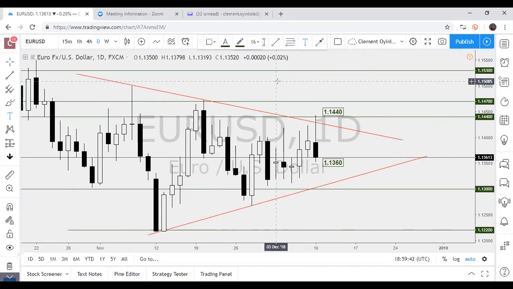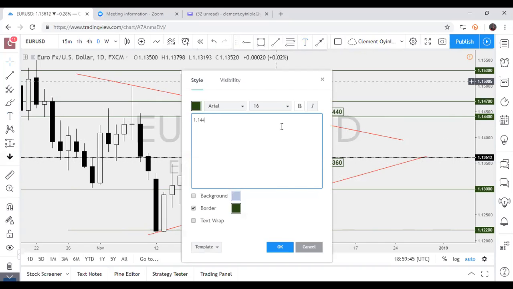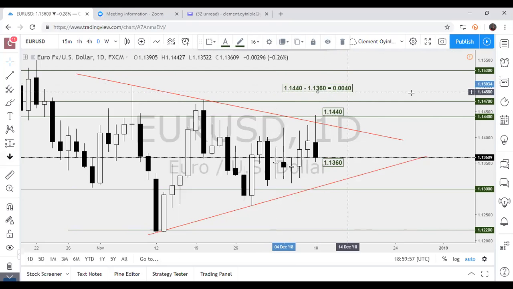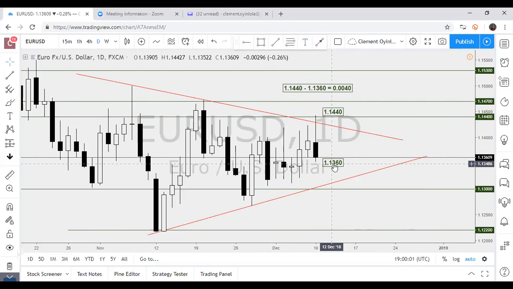So that would be 1.1440 minus 1.1360, and that is equal to 0.0040. When you subtract the lower price, 1.1360, from the higher price, 1.1440, you have 0.0040. Now, how does this convert to pips?